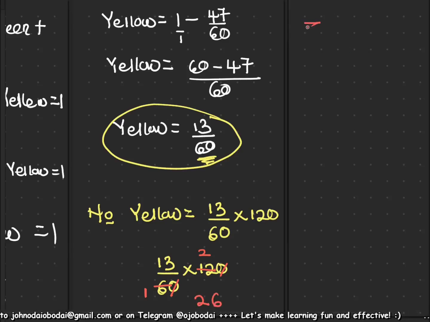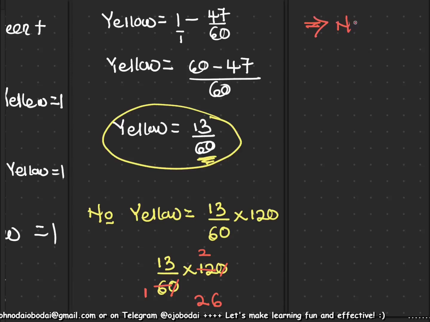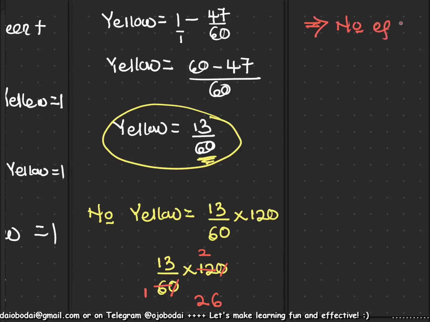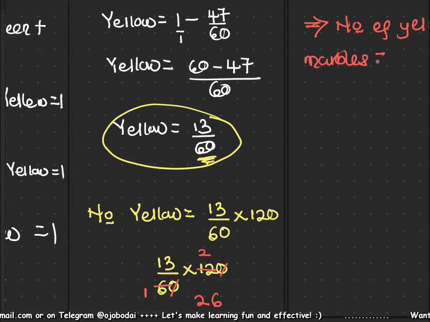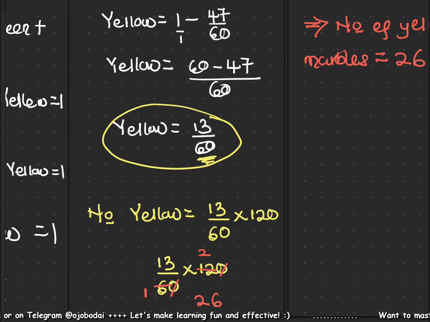So basically, this implies that the number of yellow marbles is equal to 26. There are 26 yellow marbles. So this is it for the first one. Let's quickly go into another example.